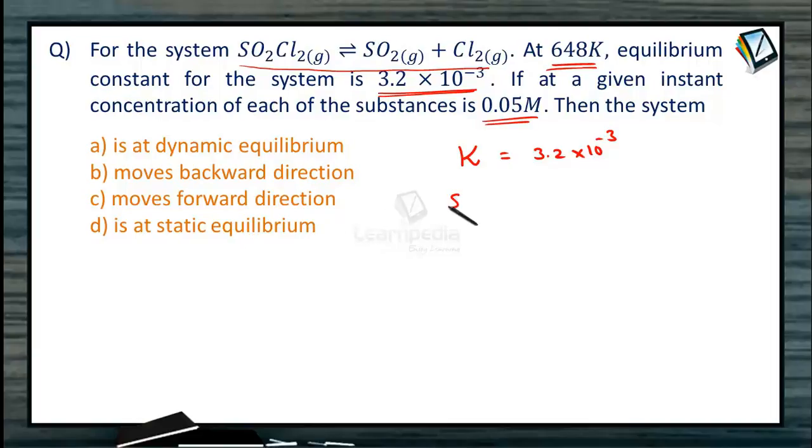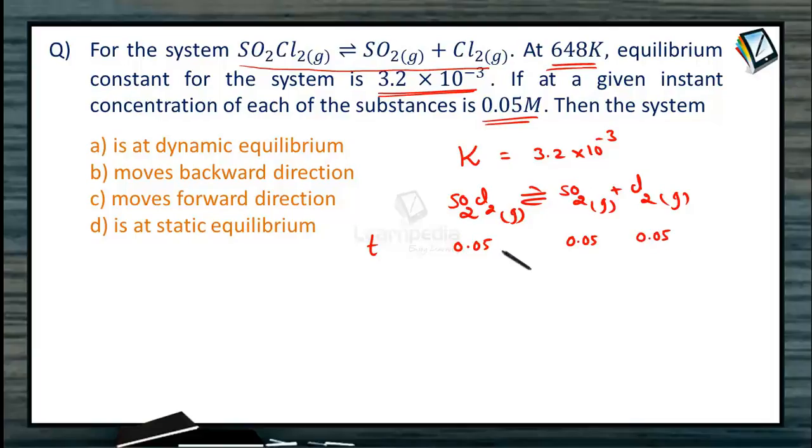So the system is SO2Cl2 gas. It's also a gaseous equilibrium system to give SO2 gas plus Cl2 gas. It is mentioned that at a given instant, we are not given that it is only at equilibrium at any time from the start of the reaction. At some point of time, that is at T, it's not T equilibrium. The concentration of each of the substances is 0.05 molar. This is also 0.05 molar. This is also 0.05 molar.